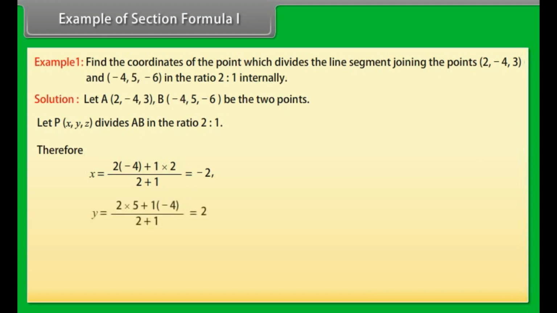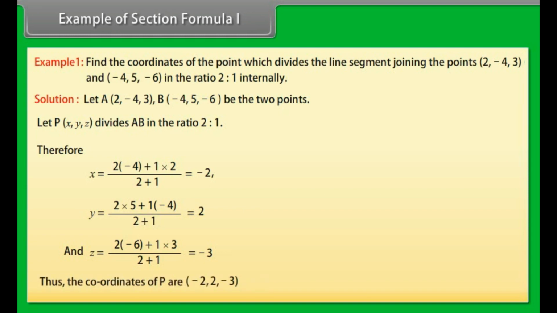y equals (2 into 5 plus 1 into -4) divided by (2 plus 1), which is 2, and z equals (2 into -6 plus 1 into 3) divided by (2 plus 1), which is -3. Thus, the coordinates of P are (-2, 2, -3).